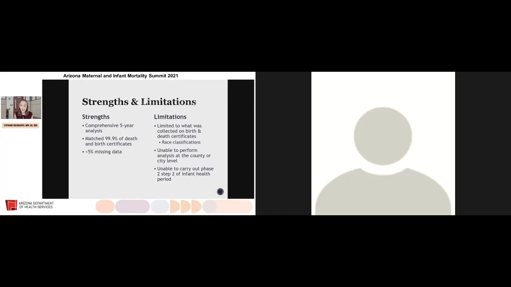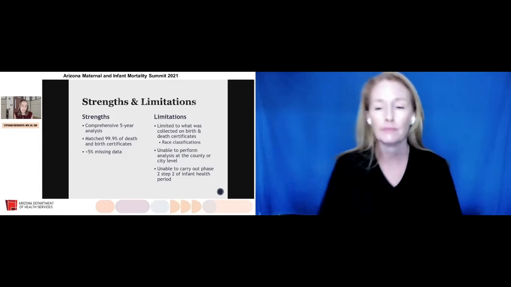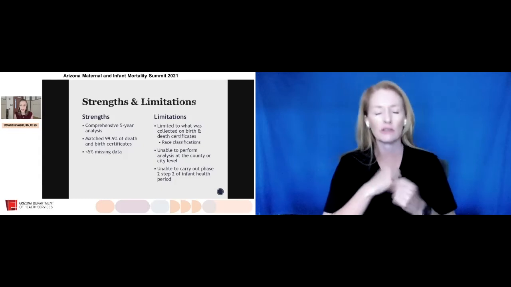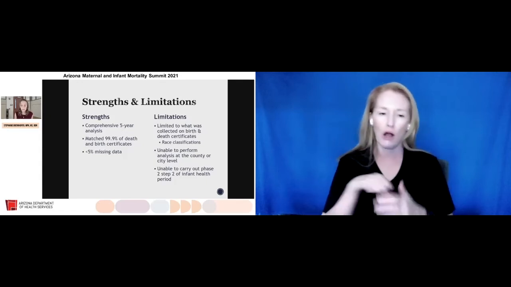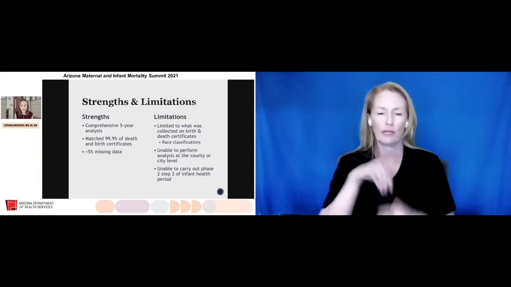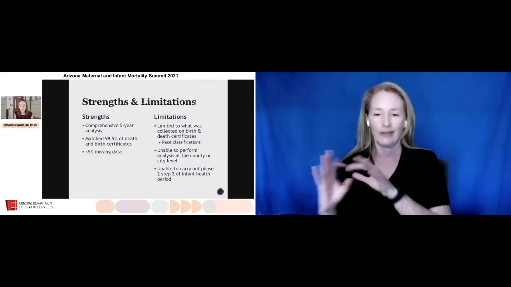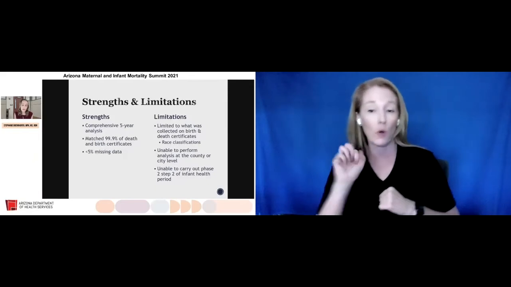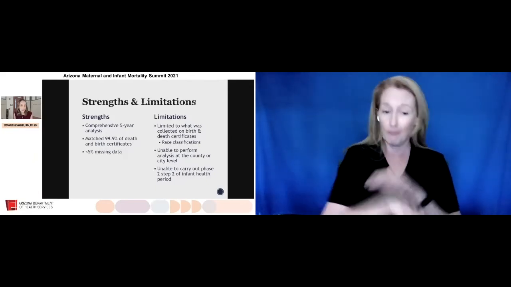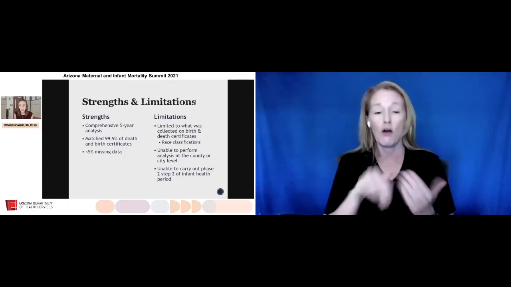So I would like to note the strengths and limitations of this study, or some of them. For the strengths of this study, this was a very comprehensive 5-year analysis of births and fetal infant deaths for Arizona using data provided by the Office of Vital Records, where all births and deaths could be linked, were included in this analysis. In fact, we were actually able to match 99.9% of death certificates with their corresponding birth certificate in instances where the infant was born and also died within Arizona, or their mother was a resident of Arizona on their birth, and the infant or fetus was considered a resident at the time of their death certificate, were included in this analysis over this 5-year period of time.